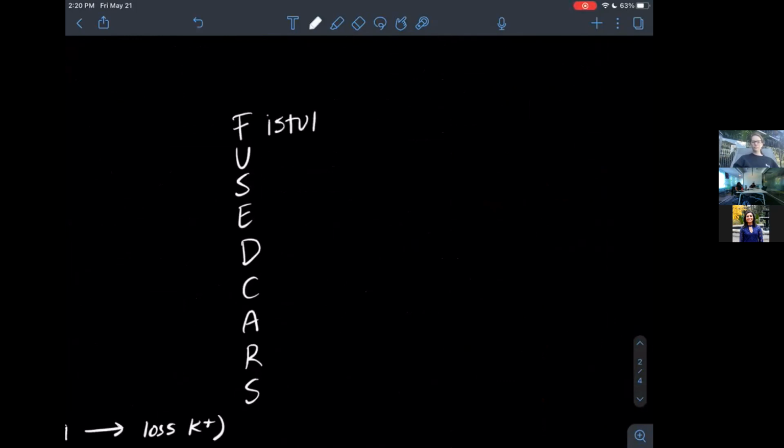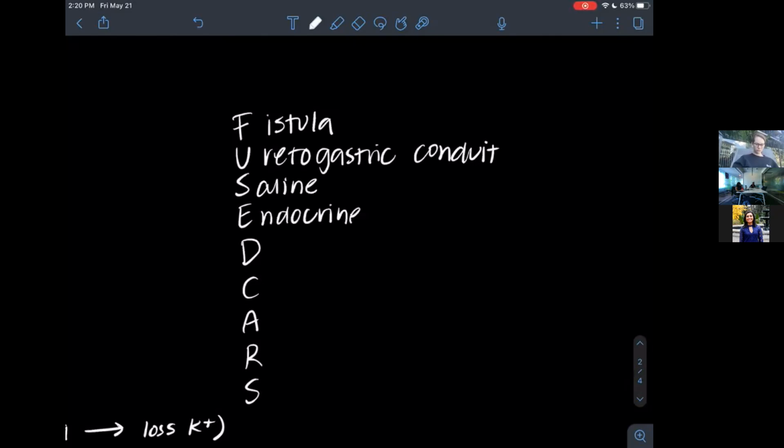So fistula, that's like biliary or pancreatic, a uretero-gastric conduit, which I don't even know what that means. It's like this is excessive. I don't think you need to know this. Saline administration, that you need to know. Endocrine, that you do need to know. So like Addison's disease, like acetazolamide, that kind of stuff. Diarrhea.